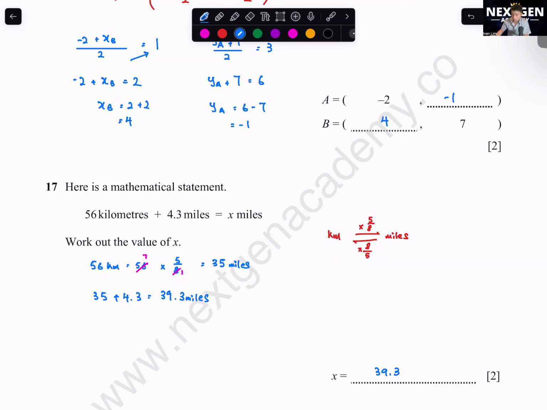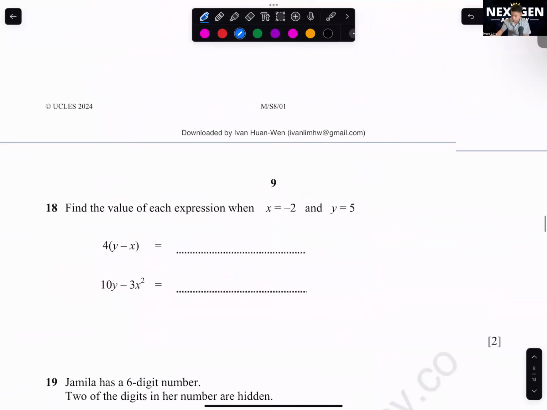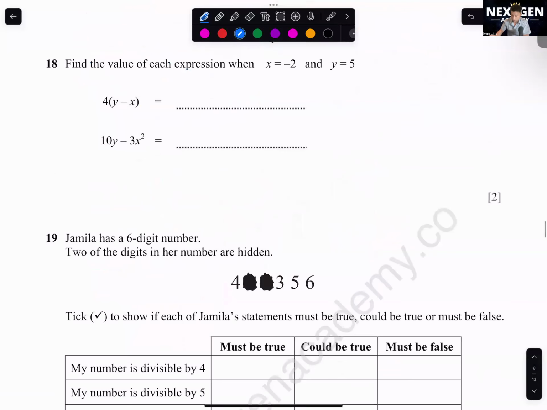Let's go to the next one. Question 18. Find the value of each expression. x equals -2, y equals 5. All we need to do is substitute the values inside. So 4 multiplied by 5 minus -2. This will be 4 bracket 5 plus 2, 4 times 7, which equals 28.